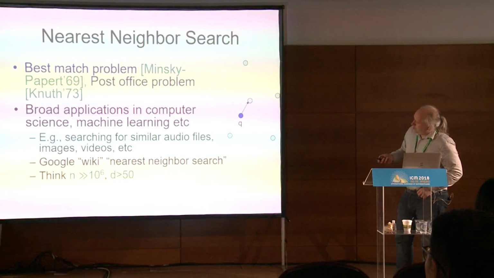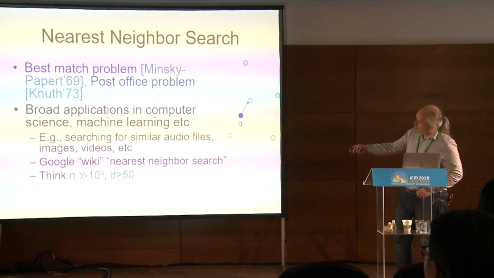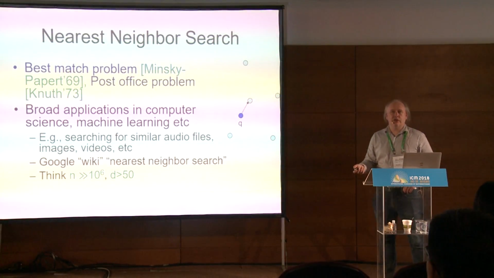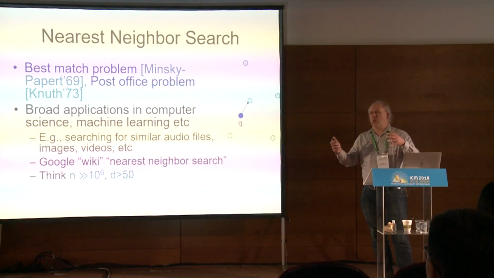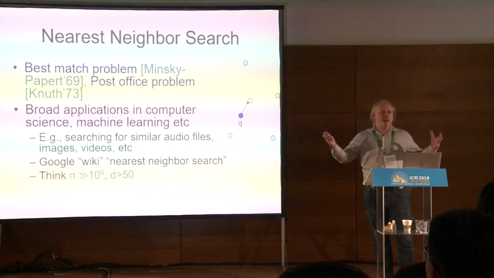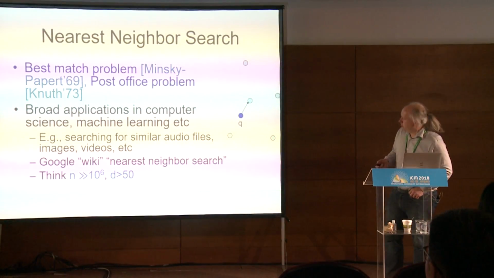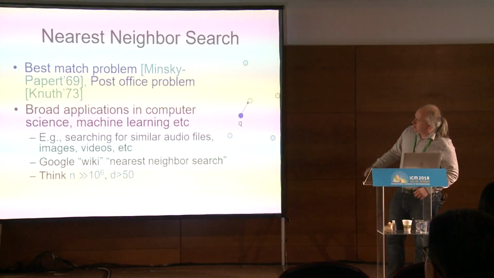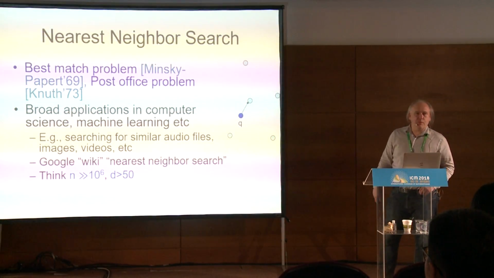Now, one thing I want to note is that in most of these applications, n is pretty large. Like 10 to the 6 is actually considered a small data set, and 10 to the 9 is more challenging. So one has to be really careful about the dependence on n, and also the dimension can be pretty large.